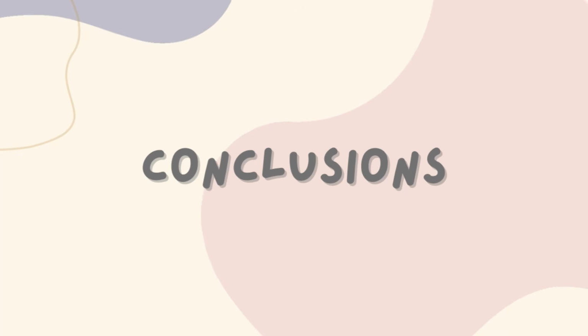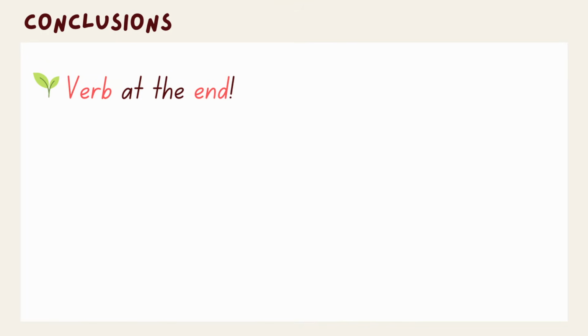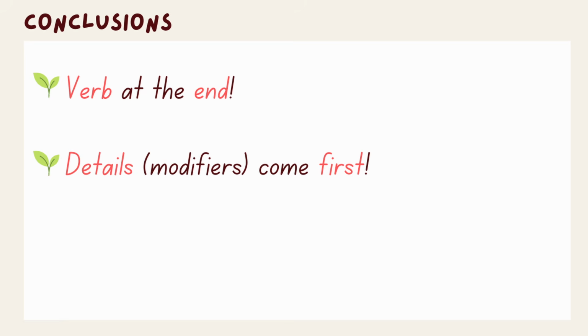Conclusions of the Japanese sentence structures. 1. The verb comes at the end of the sentence. 2. The details come first, then the one that is described. 3. Particles are always right after the word or a phrase that they belong to. Alright, that's all for today.